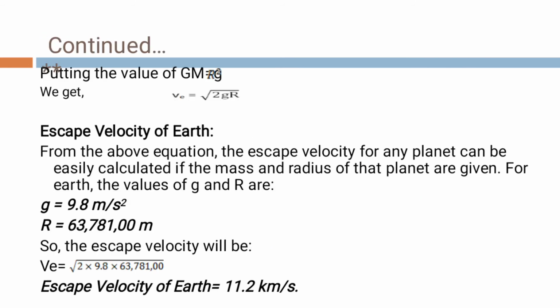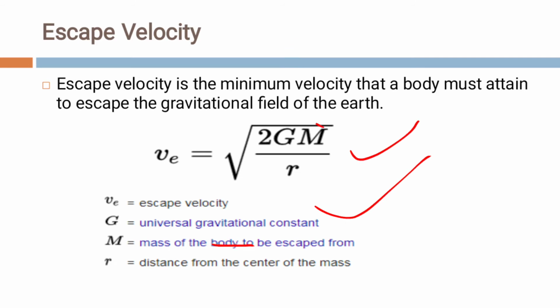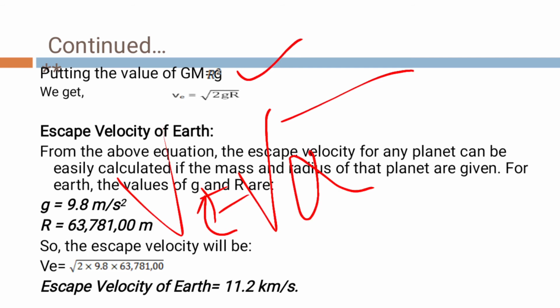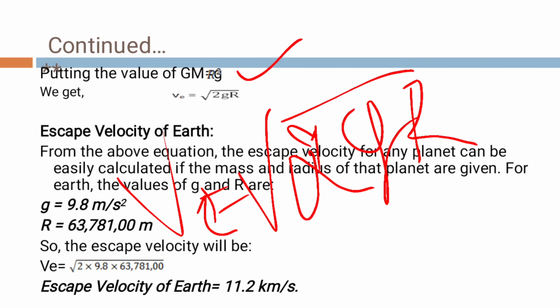Putting the value of GM equals small r g, in place of GM you have to substitute small r g. This is taken from the gravitational equation, and you get the equation: escape velocity is equal to square root of 2gR.